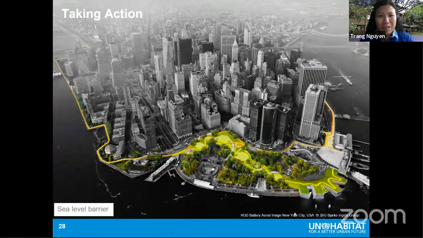One action could be building a seawall like New York did for only about $200 billion. And for the Americans, maybe that's not a big deal. I don't know how many cities in the world can do that.